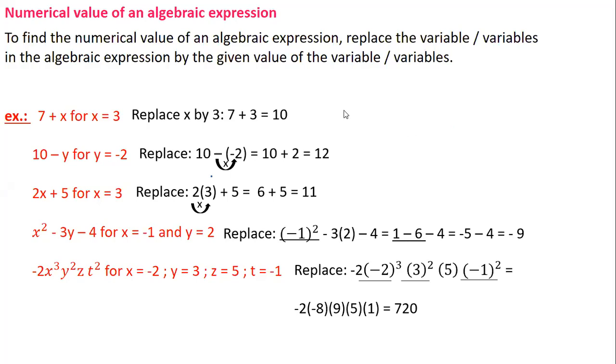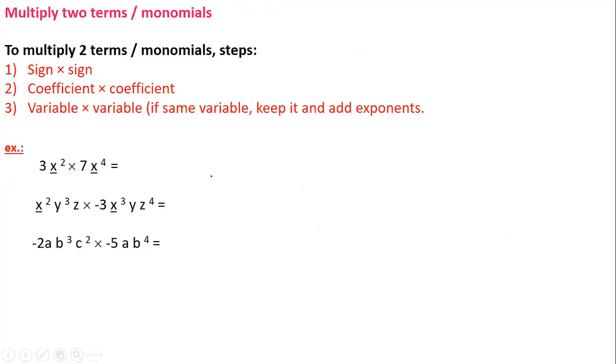Now we will move to the second objective. The second objective in our lesson is to multiply two terms, or two monomials. Before we start, please look here. If I have 2 times 5, what is the answer? 10. You know how to multiply numbers, right? Yes. Okay.